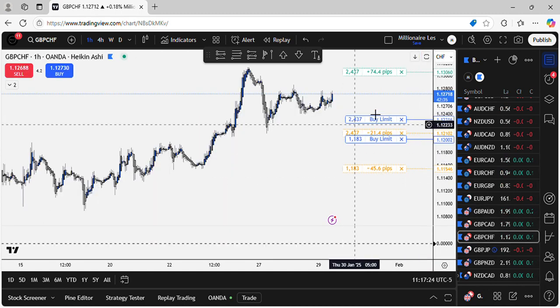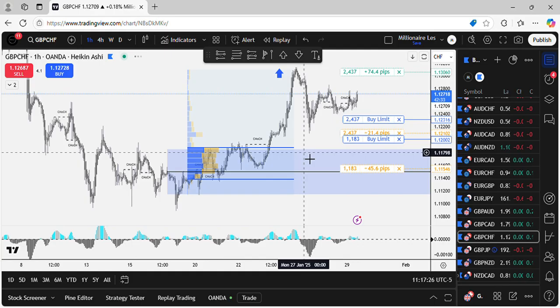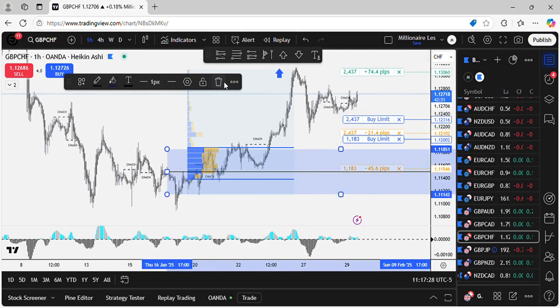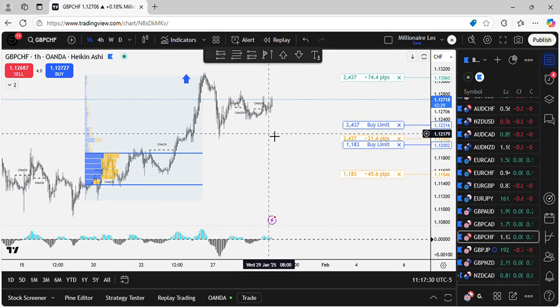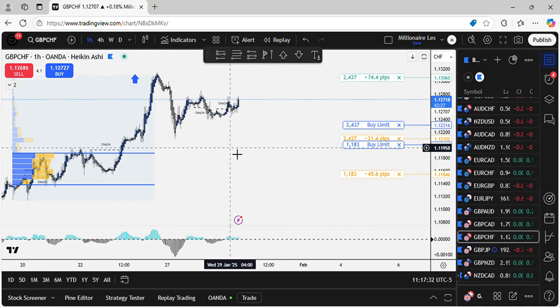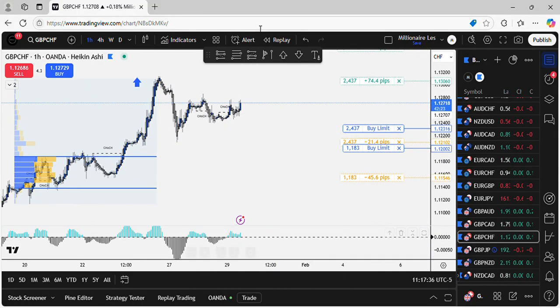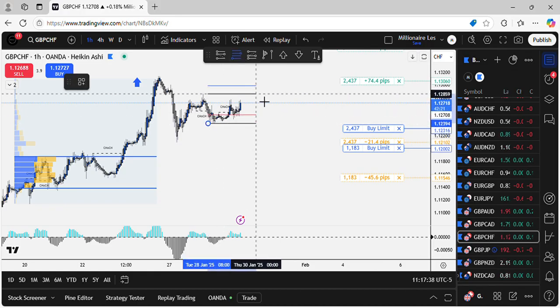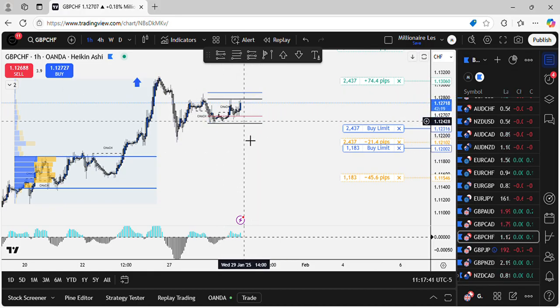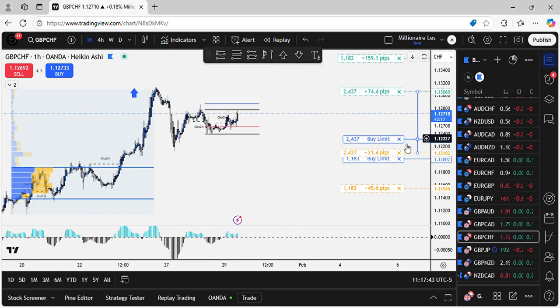Great British Pound CHF. Looking for buys. All right, got that bullish change of character. Perfect. So you know what I'm doing now? Waiting for the pullback on the MACD. So as soon as I get that pullback, I'm entering in.